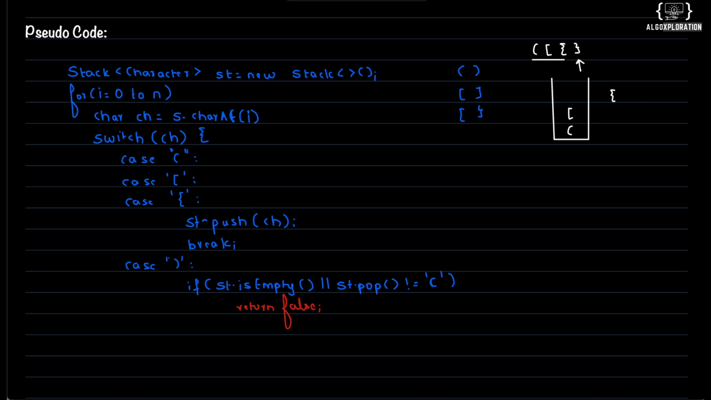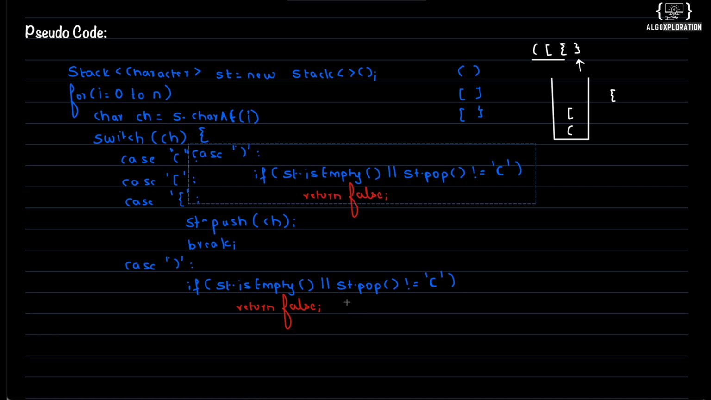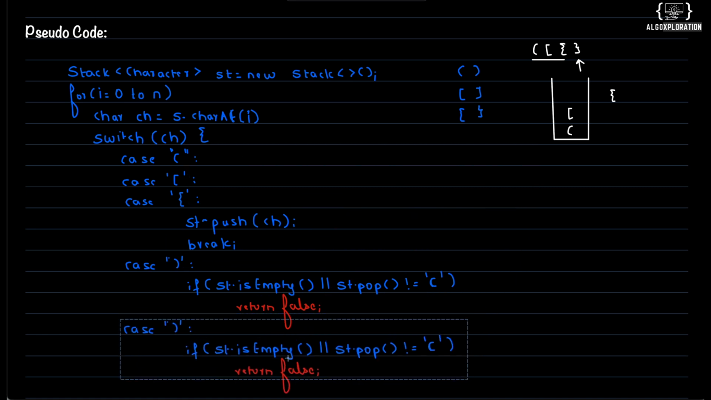And after popping, I will be checking whether for this closing brace I do have the corresponding opening one or not. And yes, I do see the opening brace here. Okay, so I'll simply continue without returning false. So this is for the closing circular braces. Now I'll do the same for square ones and for curly braces as well.